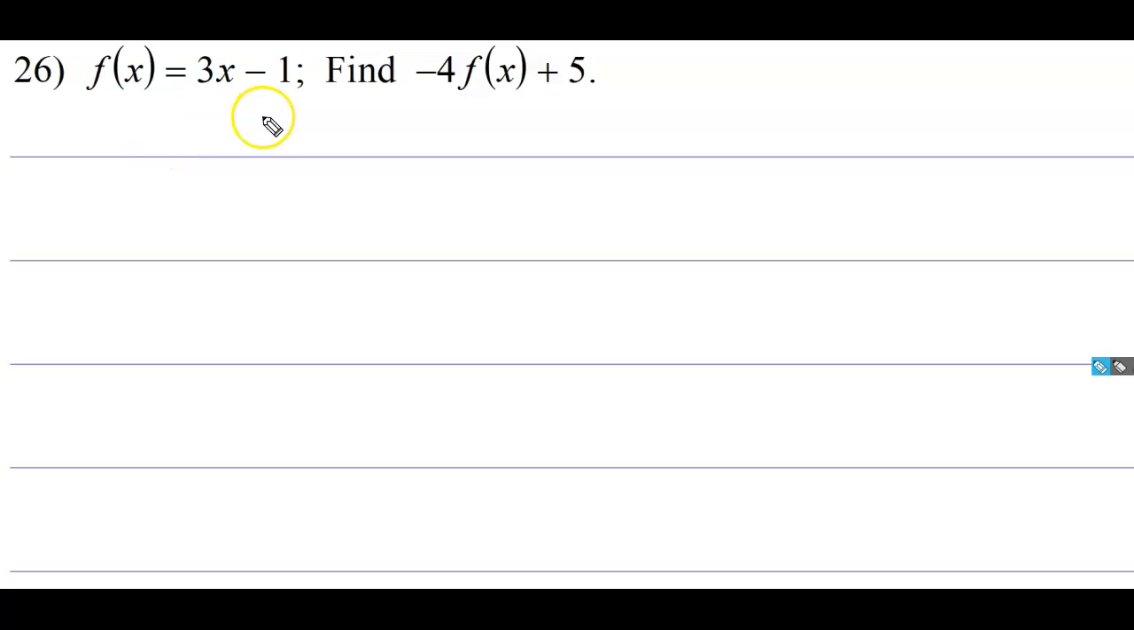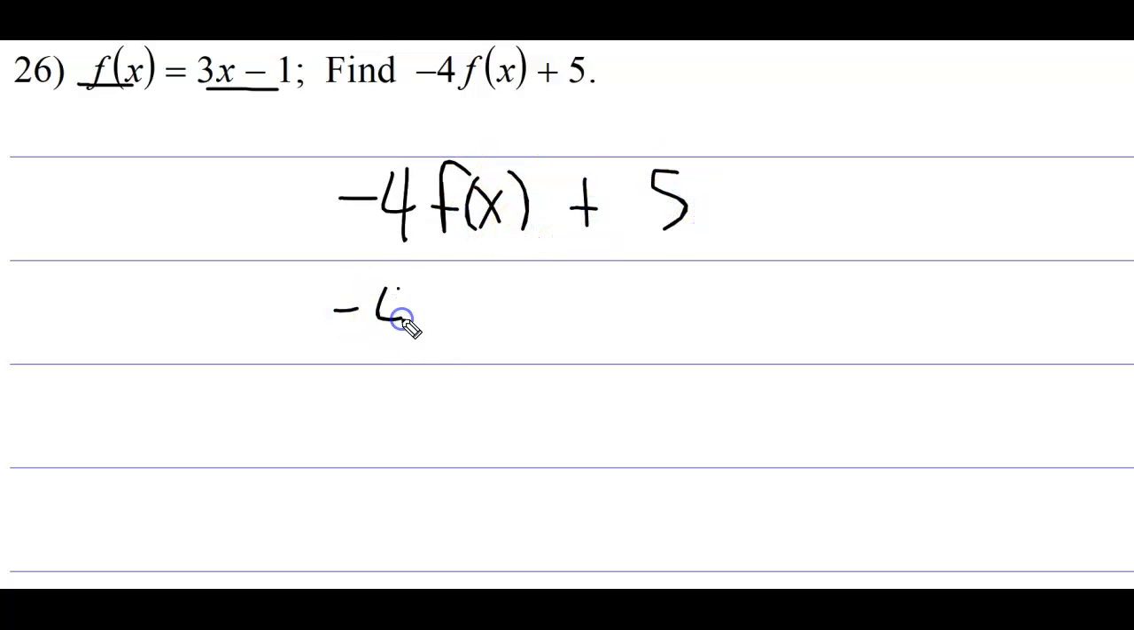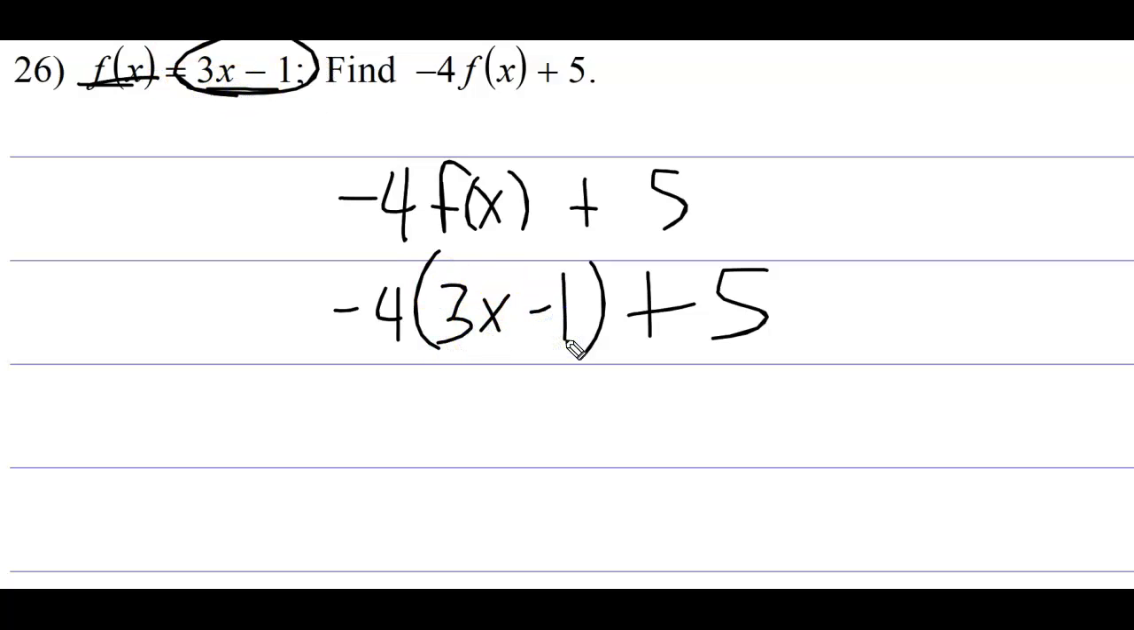Here's another thing that we can do with functions. Instead of plugging something in, we can just do operations on the function. So for instance, I can take my f function, which is 3x minus 1, and I can multiply it by negative 4 and add 5. So in other words, starting like this, I can replace f of x, the whole thing, not just the x, but the whole function, with what f of x equals. F of x equals 3x minus 1. And from here, you just simplify it.